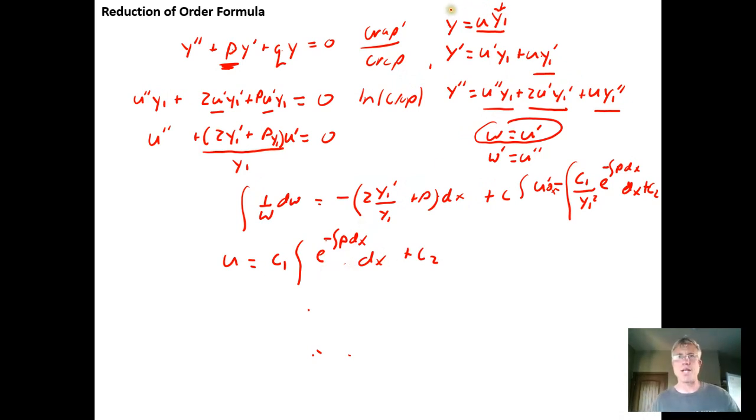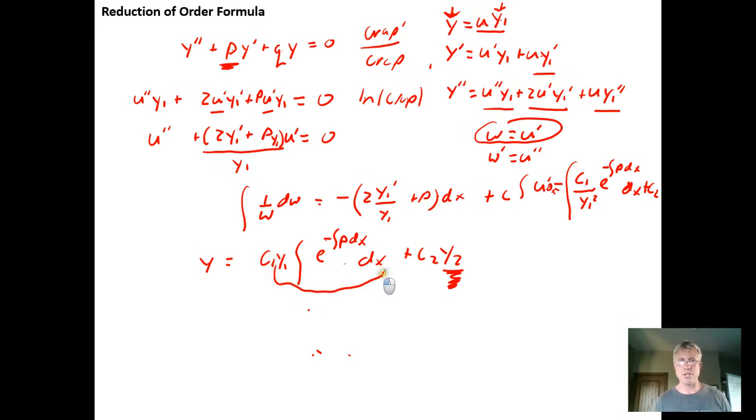Remember, we hypothesized that we have another solution of the form u times y sub 1. So to find out what y is, our hypothesized solution, we have to multiply u, which is this stuff here, by y sub 1. And then we distribute that y sub 1 into the parentheses. So I'm going to get c sub 1 times y sub 1, c sub 2 times y sub 2. So here's our first solution, the way that it played out when we worked examples in the first two videos. And c sub 1 can be anything, so I let it be equal to 1.